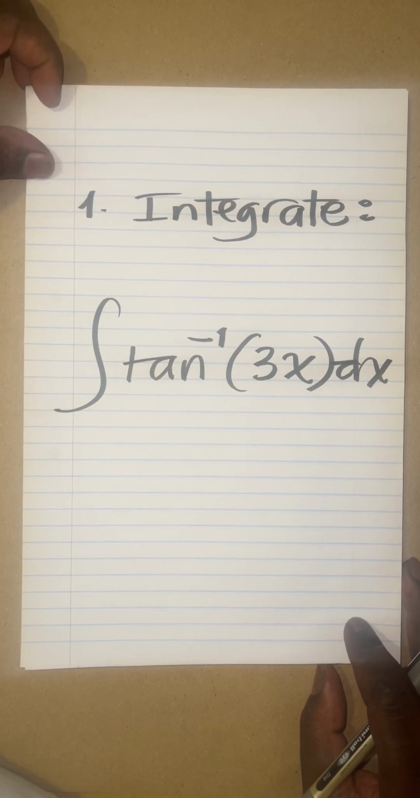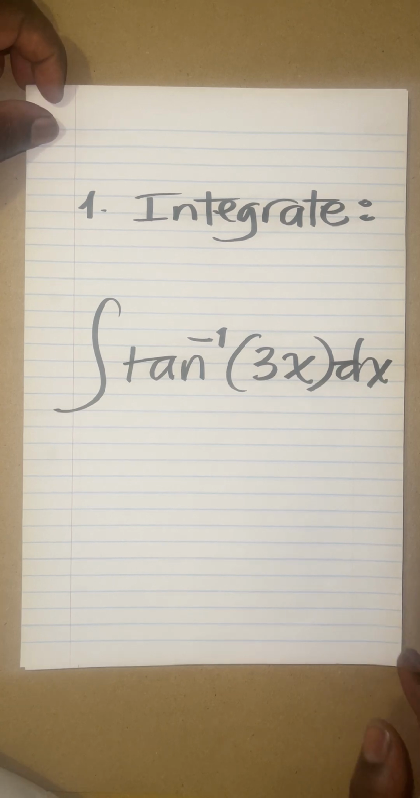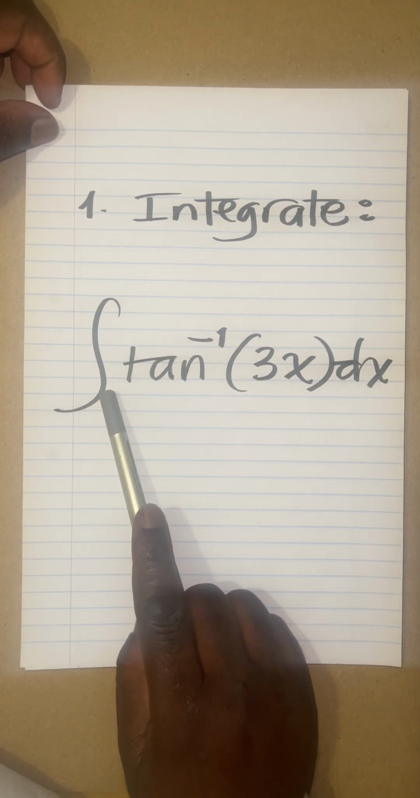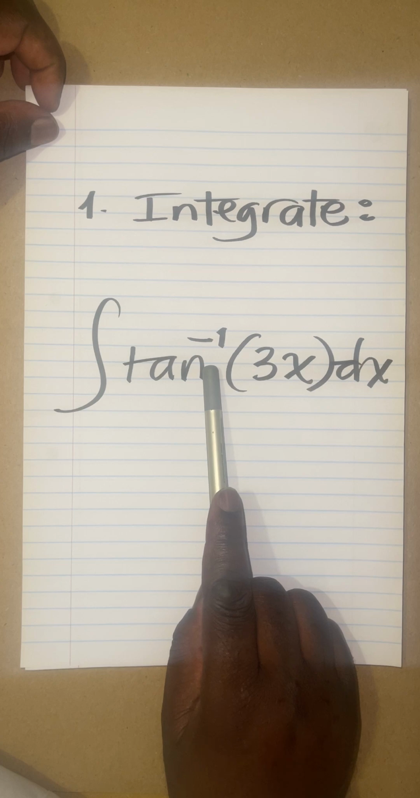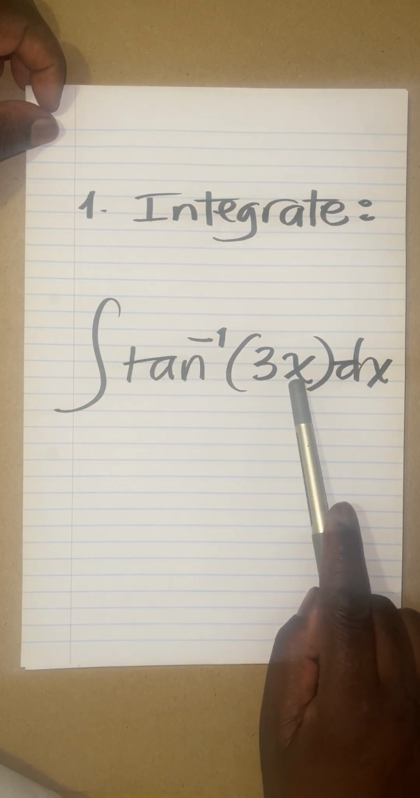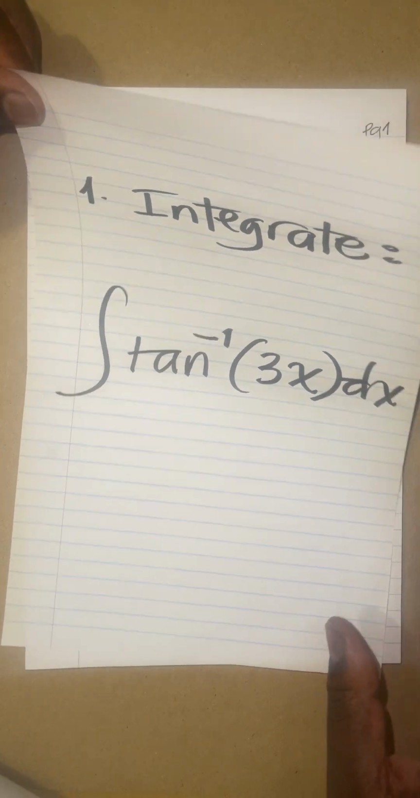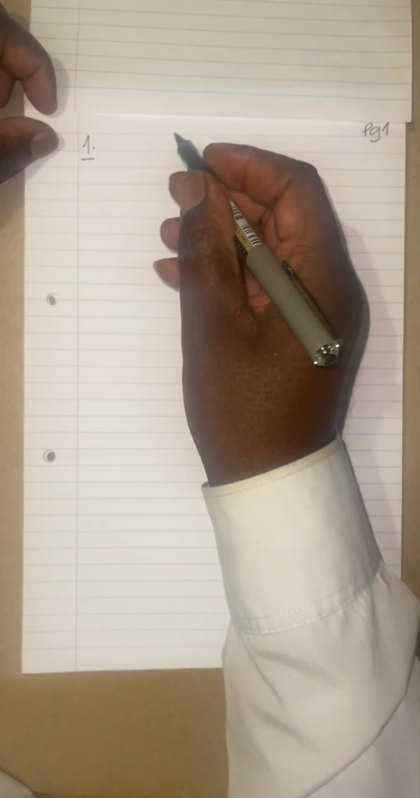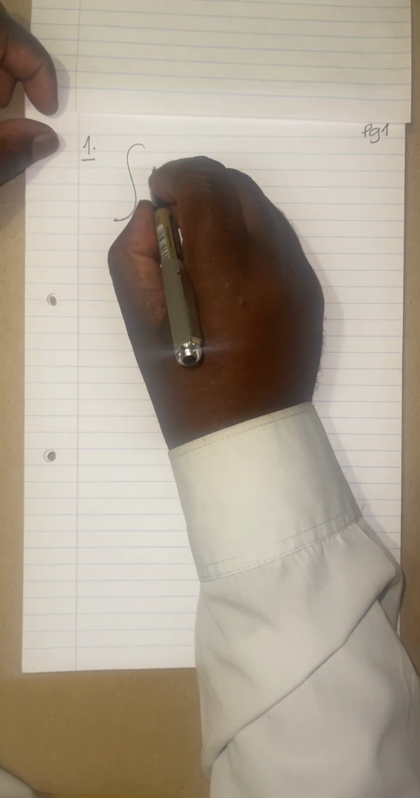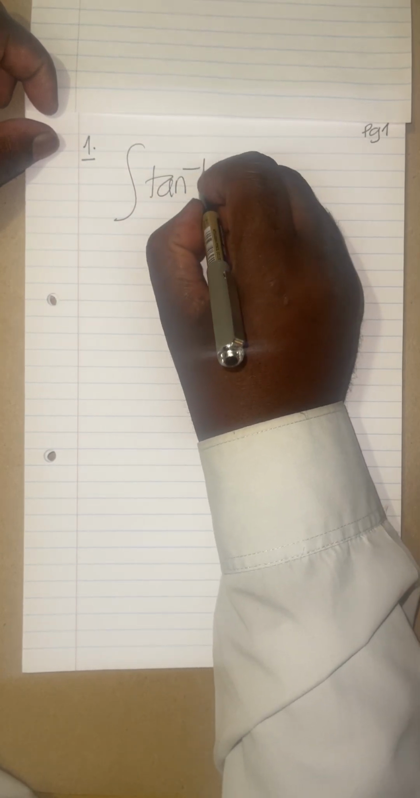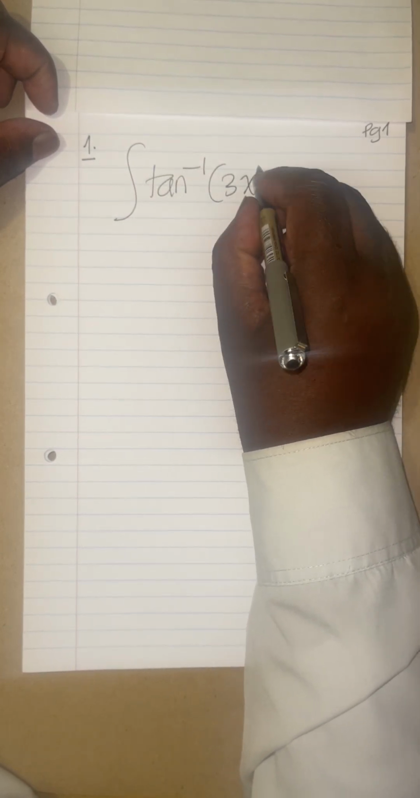All right, so let's start with our first question then. We are required to integrate the inverse tan of 3x dx. Now, the approach to this one is as follows. So question 1, let's capture it exactly how it is. Our answers will be as follows. Question 1, it's the integral of tan inverse of 3x dx.